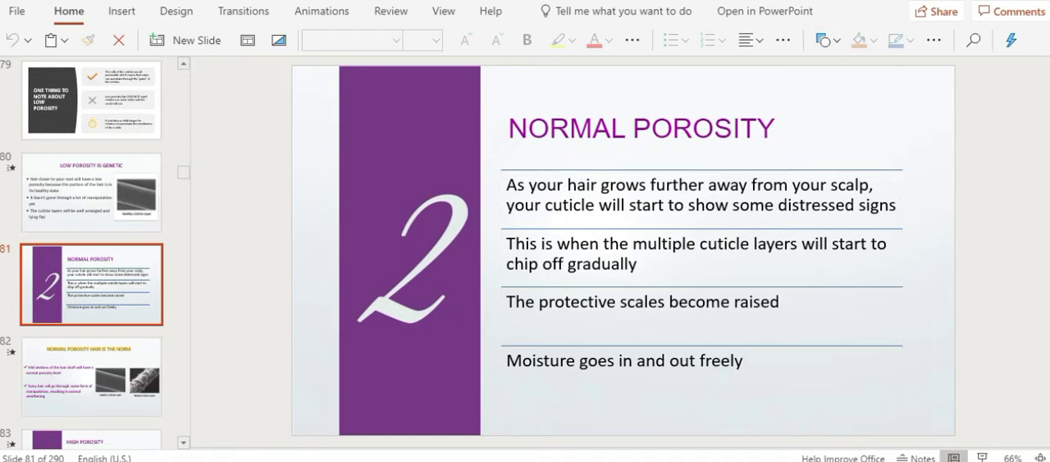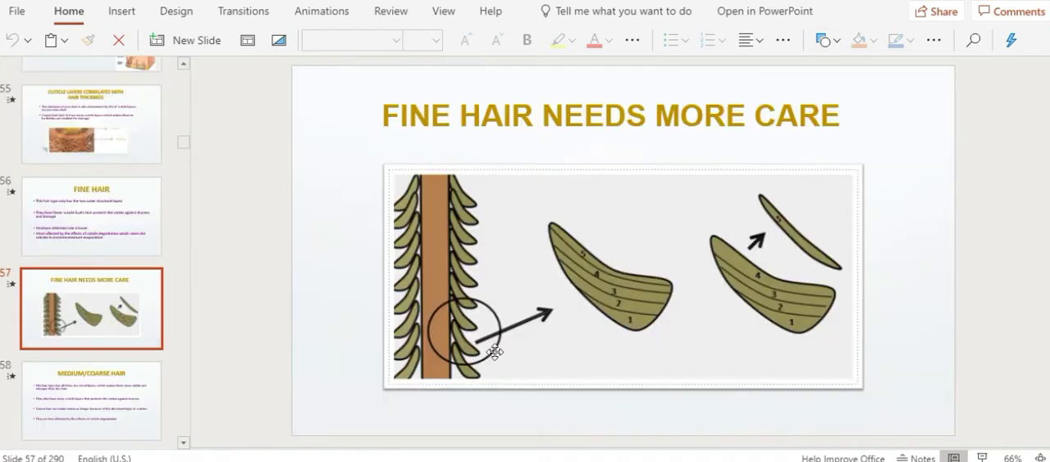So let me quickly show you that image again. So this is the image, where we have the cuticle layers that will get chipped off bit by bit, as your hair grows further away from your scalp. Because obviously you're going to do quite a number of things to your hair. Try out different products, crochet, box braids, different kinds of hairstyles. And so that's going to have a major effect on your cuticle layers.